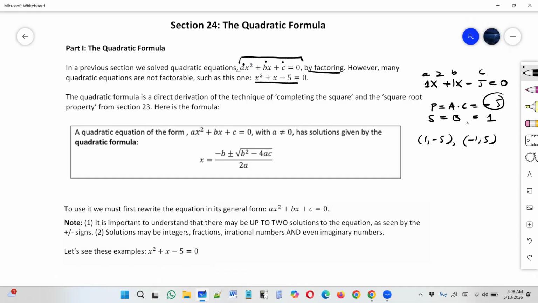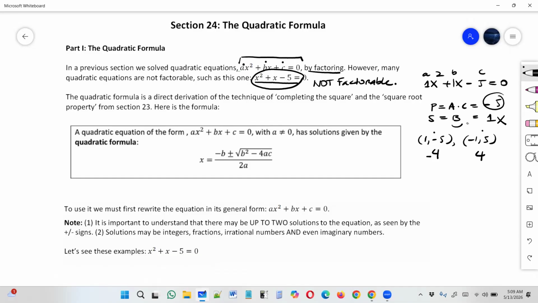The problem is, in this case, even though the product is -5 for both cases, 1 times -5 and -1 times 5, the sum here is -4, and the sum here is 4. It doesn't add up to 1. Now, what does that mean? It means that this equation here is not factorable, or prime. In that case, we have to use a different technique.